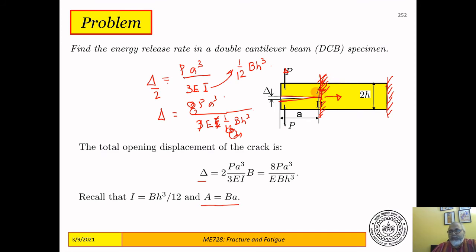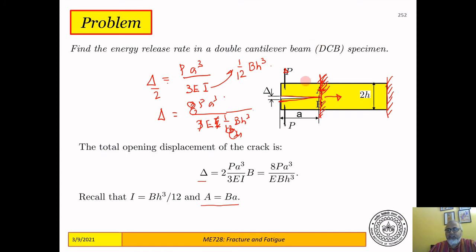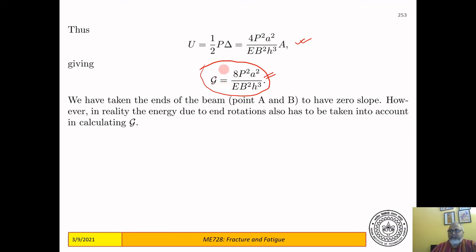In reality, there may be some rotation here, in which case the effect of that rotation will also have to be taken into account in the strain energy. So with that assumption, this is the G that we get. And when this G equals GC, the crack will start to propagate. So if I just keep on increasing P slowly to see whether this crack propagates or not, the moment it starts to propagate, I can use this formula and find GC from there. You can also figure out if the crack growth is going to be stable or unstable in this particular example.